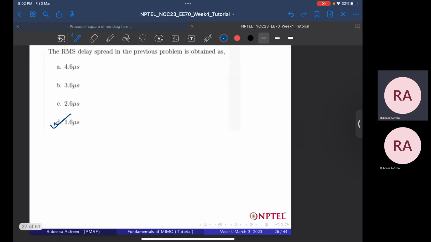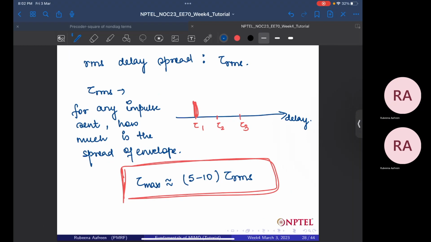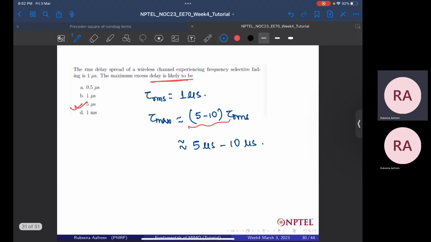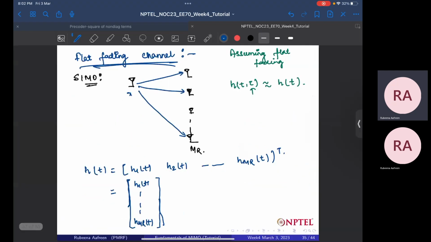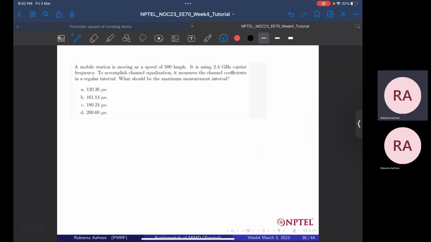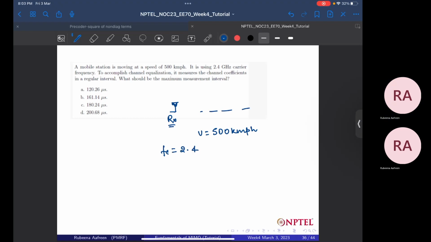One more question is there. We have a mobile station that is moving at a speed of 500 km per hour. This is the mobile station, moving at 500 km per hour, and it is using a 2.4 gigahertz carrier frequency, FC is given as 2.4 gigahertz. To accomplish channel equalization, it measures the channel coefficient at regular intervals. So what should be the maximum measurement interval?